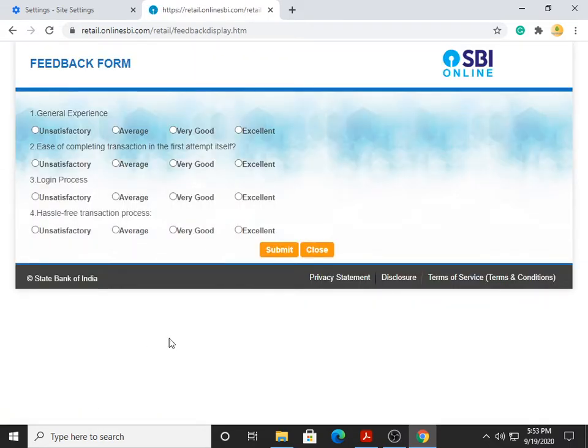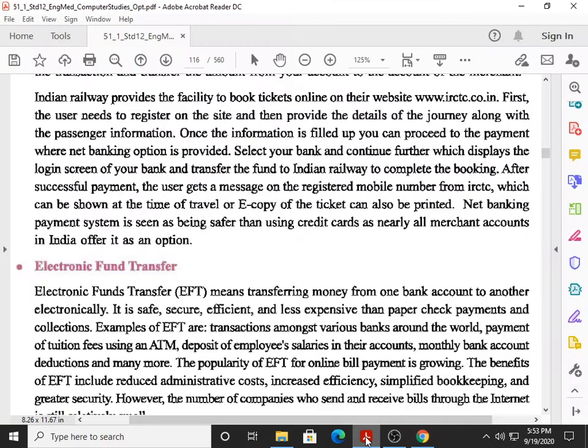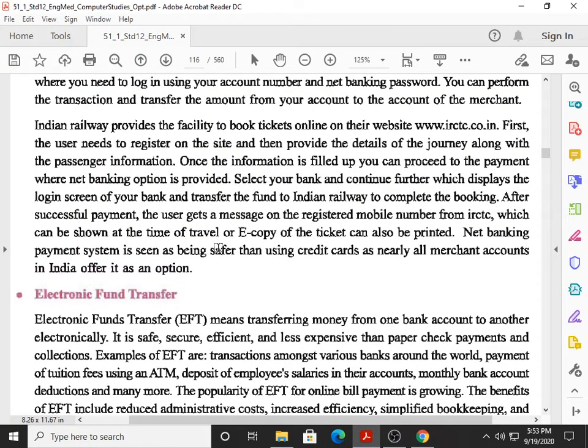And then they ask me for a feedback form. Okay, fine. So this is your net banking. Now one paragraph is given about Indian Railway.